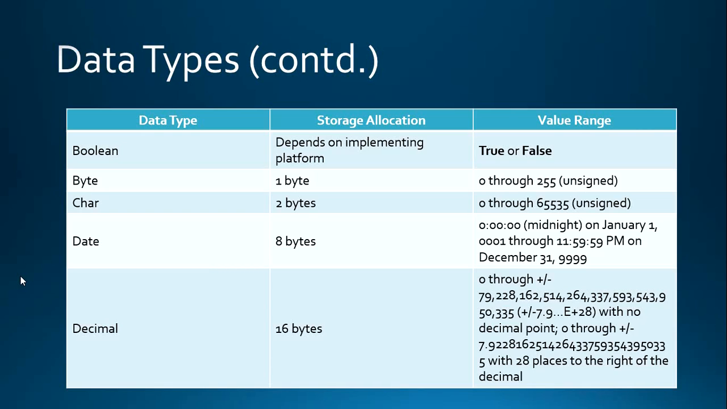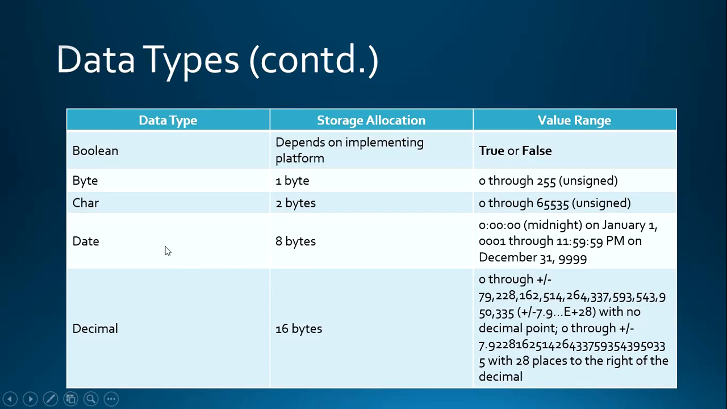So these are the list of data types. First you have a boolean. Okay, the storage allocation varies depending on the platform. A boolean variable can either be true or false. Next data type is byte, which holds 1 byte of memory, and its value is 0 through 255. So all the positive numbers till 255 and 0 can be represented by a single byte. The char data type holds 2 bytes, so it can hold values from 0 to 65535.